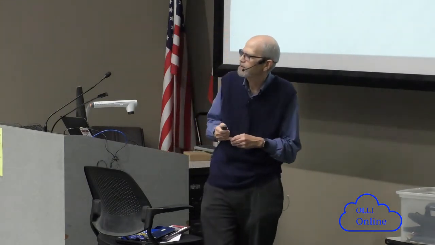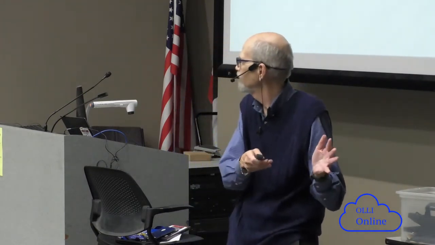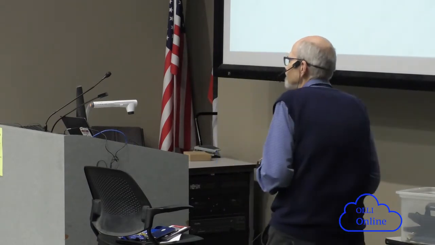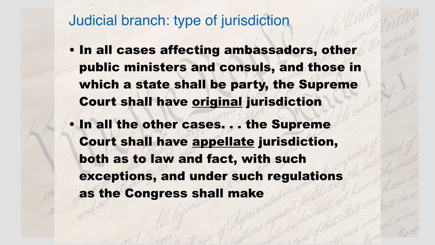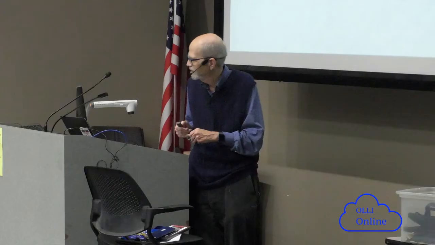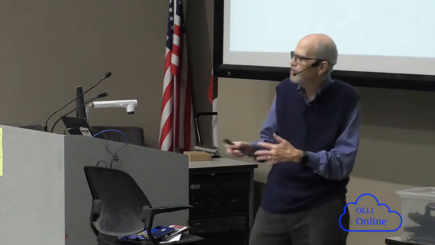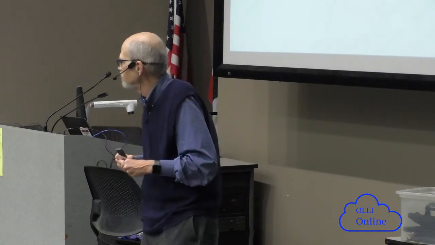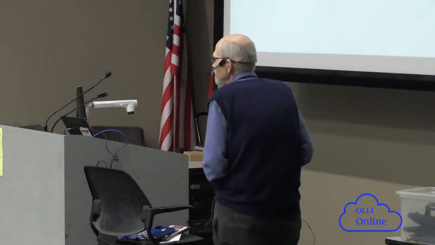By the way, that never happens. What they do, or at least in recent times, they appoint someone else to do a hearing, and they just take the transcript and decide. But someone they appoint, the court appoints. In all other cases, the Supreme Court shall have appellate jurisdiction, both as to law and facts, and such exceptions and under such regulations as Congress shall make. So in all other cases, some other court heard something, and now it comes to them. But what court hears it is determined by regulations as Congress shall make laws.